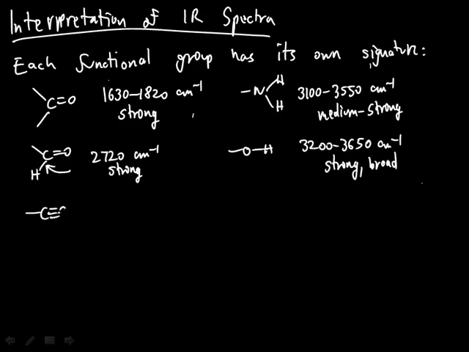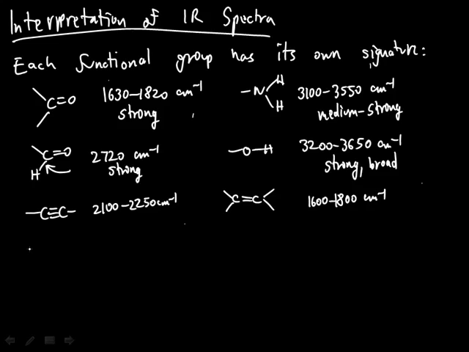A CC triple bond, in cases when it's not symmetrically substituted, is about 2100 to 2250. It's pretty diagnostic, but it can often be very weak or even invisible, so that might be a problem. A CC double bond is 1600 to 1800. It's normally a relatively weak vibration, but depending on the substitution, it can go to medium.